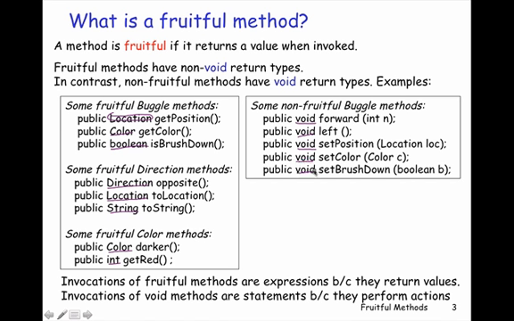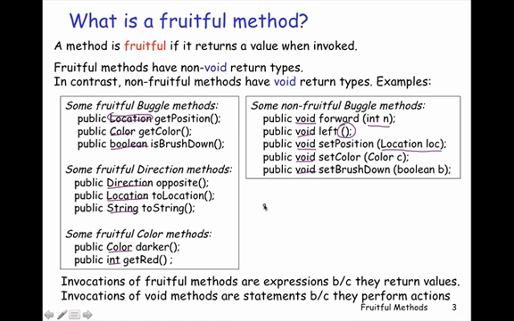Now you may notice here that many of the non-fruitful methods have parameters, like when we setPosition, we give it a location, or when we go forward, we give it an integer n. And most of the fruitful methods here, or at least all of them here, do not have any parameters. But that is not an essential distinction between fruitful and non-fruitful methods. There are lots of fruitful methods that take parameters. We don't see any here, but we'll see a lot later in the semester. And there are lots of void methods that don't take any parameters, like left over here.